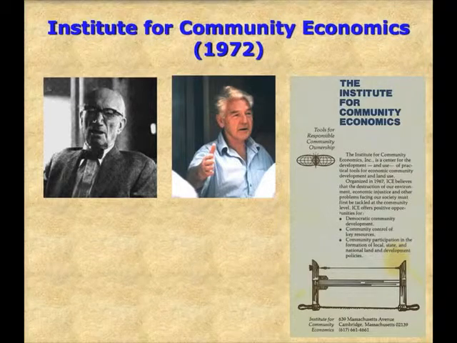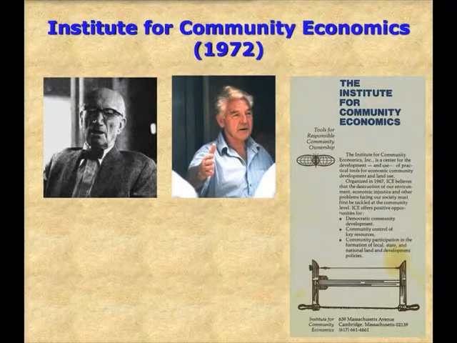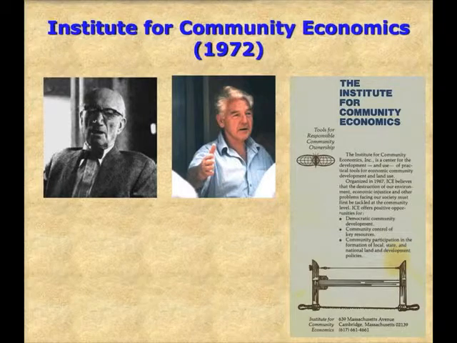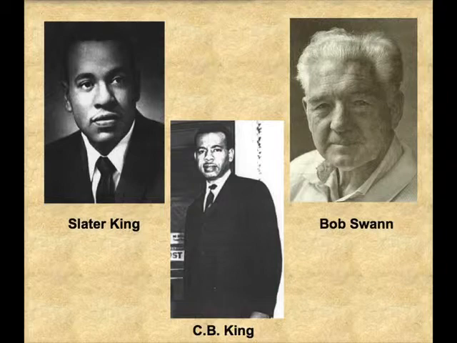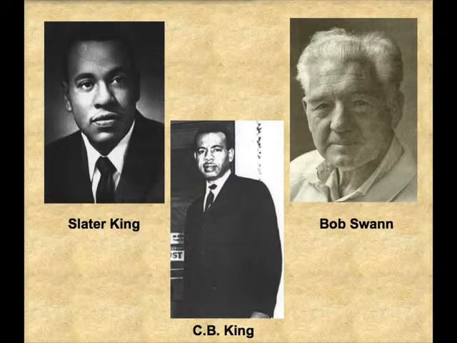Over the next 20 years, the Institute regularly changed its logo, location, and eventually its name. In 1972, it moved to Boston and became the Institute for Community Economics. All this talk about creating a Gramdan movement in America remained fairly abstract, however, until Swan began working with two brothers in Albany, Georgia.